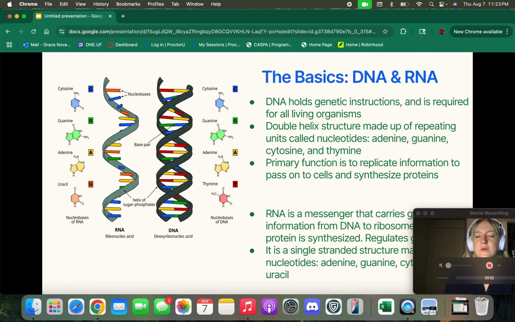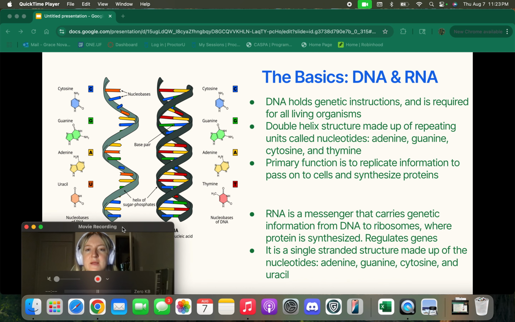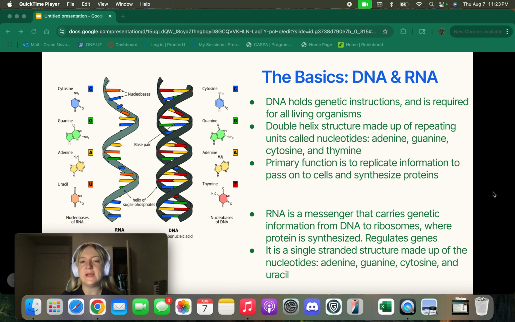So let's get down to the basics of DNA and RNA first before we jump into what exactly that testing is. So DNA is a double helix structure made up of repeating units called nucleotides. It contains adenine, guanine, cytosine, and thymine. The DNA holds genetic instructions and it is a requirement for all living organisms. Its primary function is to replicate information to pass on to cells in order to synthesize proteins.